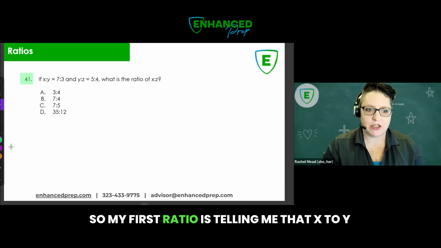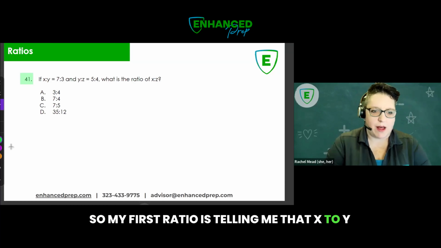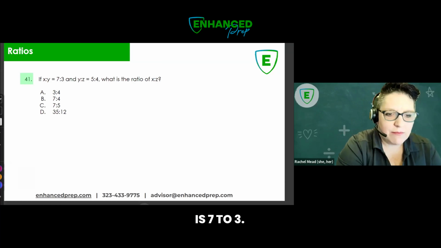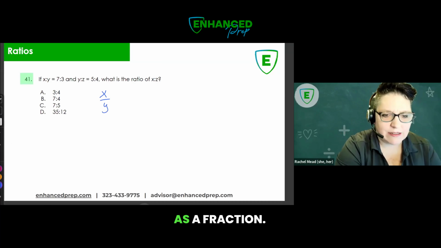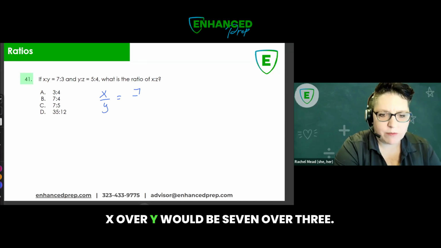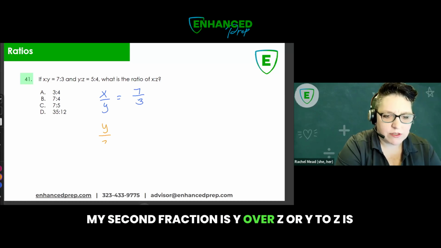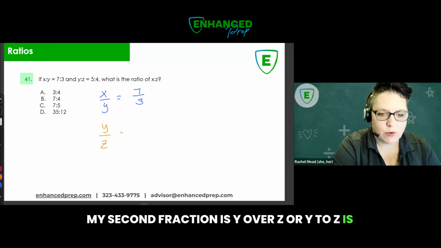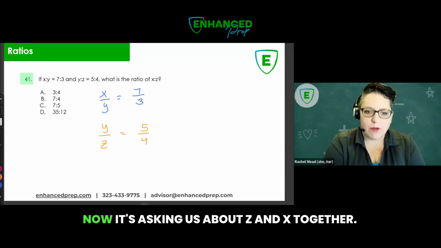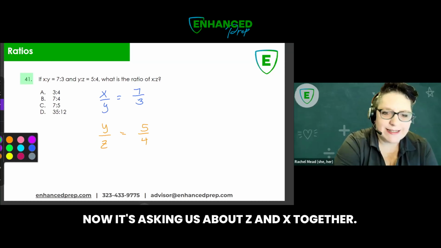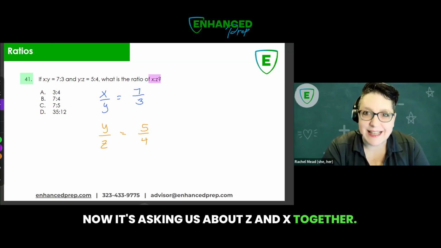So my first ratio is telling me that x to y is 7 to 3. I'm going to write that as a fraction. x over y would be 7 over 3. My second fraction, y over z, or y to z, is going to be 5 to 4. Now, it's asking us about z and x together.